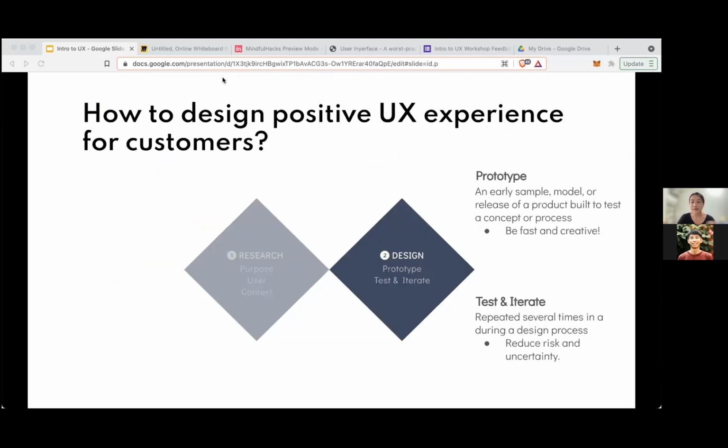So after you finish the prototype, we will enter the second stage, which is test and iterate. Test and iterate is a stage where you want to test if the prototype you created can satisfy the purpose. And you want to know if the prototype is suitable for your targeted user to use, or if the prototype is suitable to be used in the specific context.